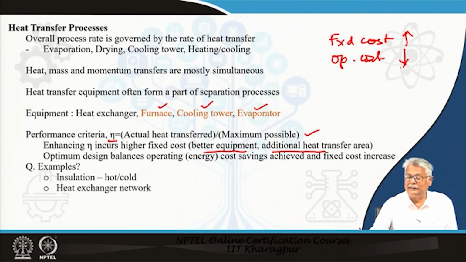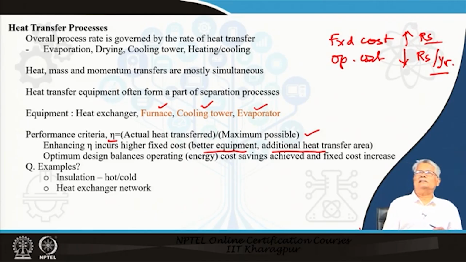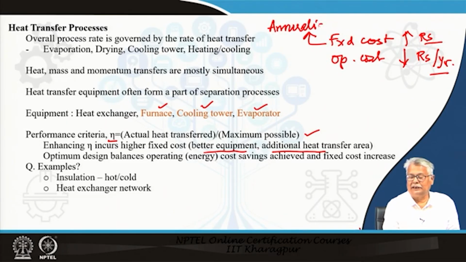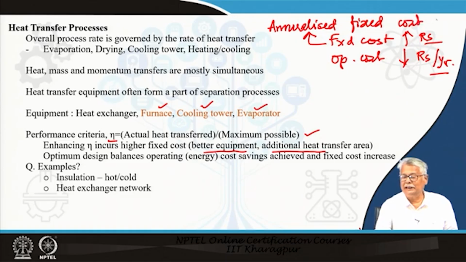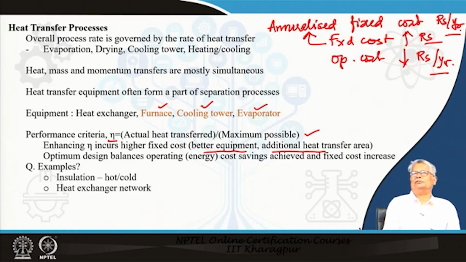Now, you will notice one thing, your fixed cost unit is rupees, your operating cost is rupees per year. So, how can we balance these? There is no question of balancing it directly, but as we have done in the case of optimizing the heat exchangers, this fixed cost will be converted to annualized fixed cost, which will again become rupees per year. Now, it is possible for us to look at the sum of the annualized fixed cost and the operating cost, which we try to minimize.